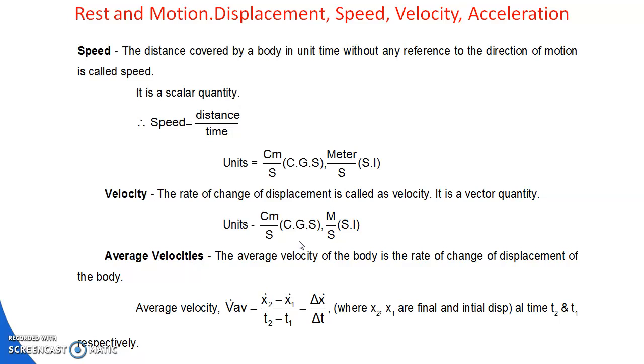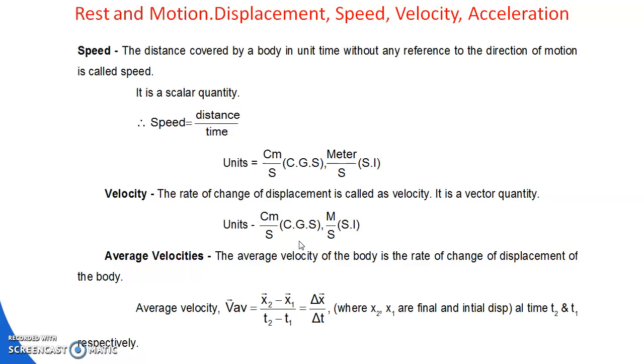So what is speed? Speed is the distance covered by the body per time, without any reference to the direction of the motion. So without taking the reference of the direction, the distance traveled by the body per time is known as speed. So obviously speed is equal to distance by time. Distance is a scalar quantity, time is a scalar quantity. So speed is a scalar quantity and its unit is distance by time.